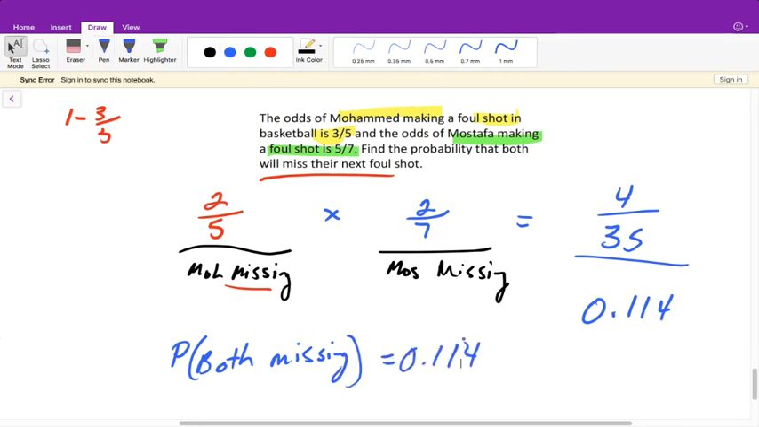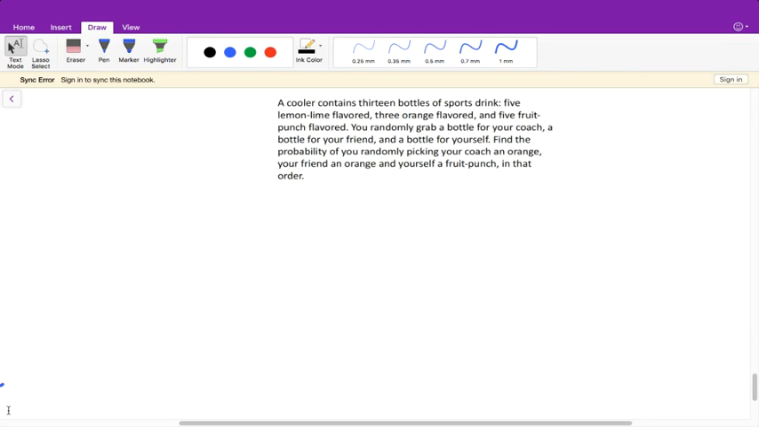All right, for this one, it says we have a cooler that contains 13 bottles of sports drinks: 5 lemon lime flavored, 3 orange flavored, and 5 fruit punch flavored. You randomly grab a bottle for your coach, a bottle for your friend, and a bottle for yourself. Find the probability of you randomly picking your coach an orange, your friend an orange, and yourself a fruit punch in that order. All right, so here we have 3 different events.